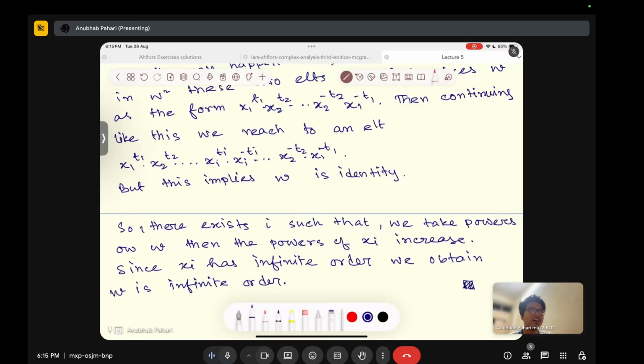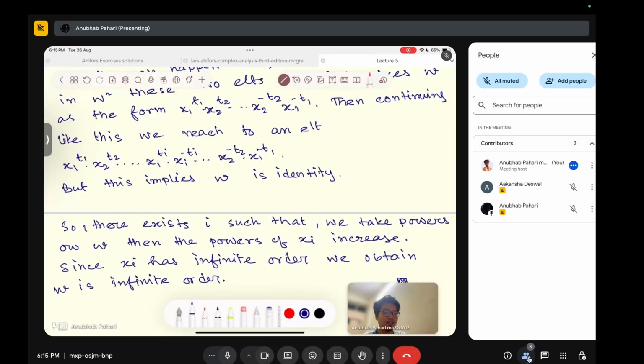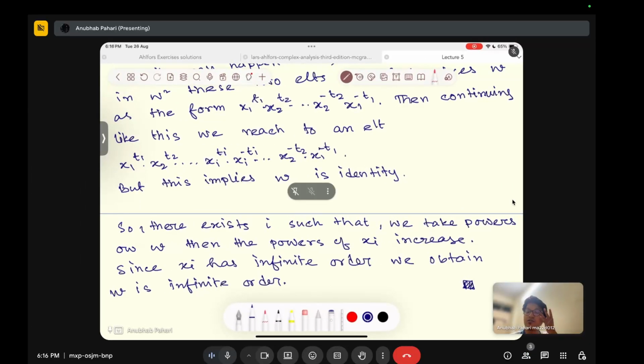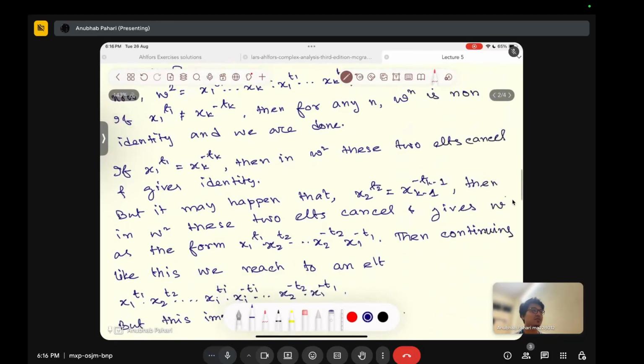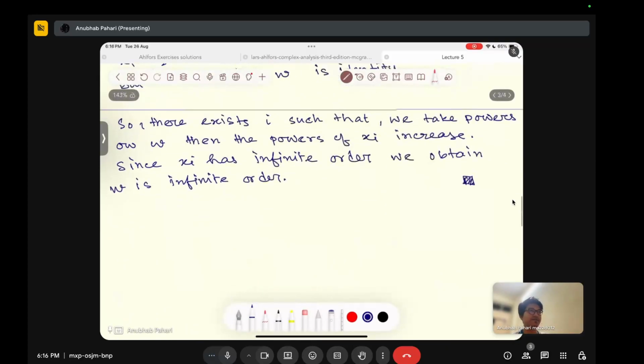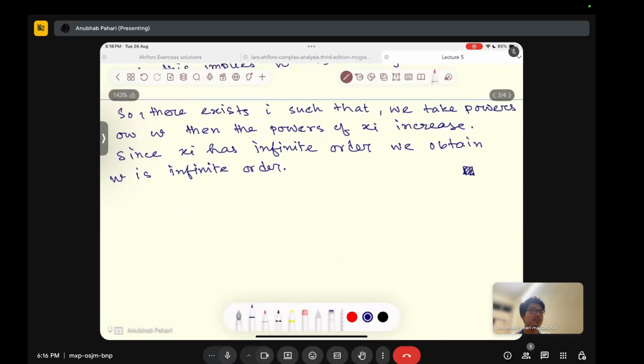So since there are not many people, Akanksha, you tell me whether you are comfortable with this exercise on free groups, or we should do some problems related to symmetric groups, because I'm fine with anything. Actually, sir, I have less knowledge about free groups and I know more about symmetric groups. So I think free groups may help you. Yes, sir, that way it should be fine.